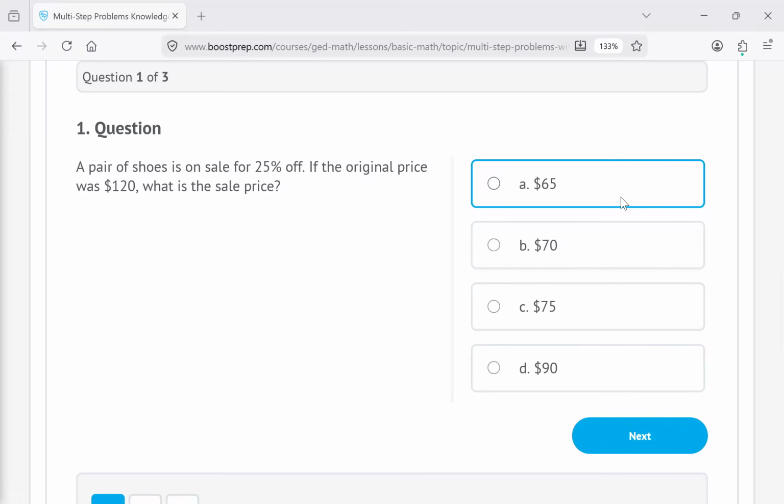Hello. In this video, I will do a GED math video regarding multi-step problems with ratios, proportion, and percentage. So, yeah, we're dealing with multi-step word problems. Before I start, there are some things you must know. Go ahead and write this in your notebook because it will pop up again.